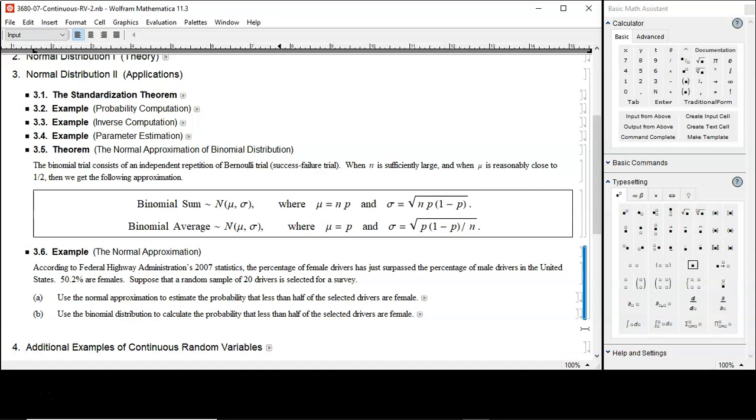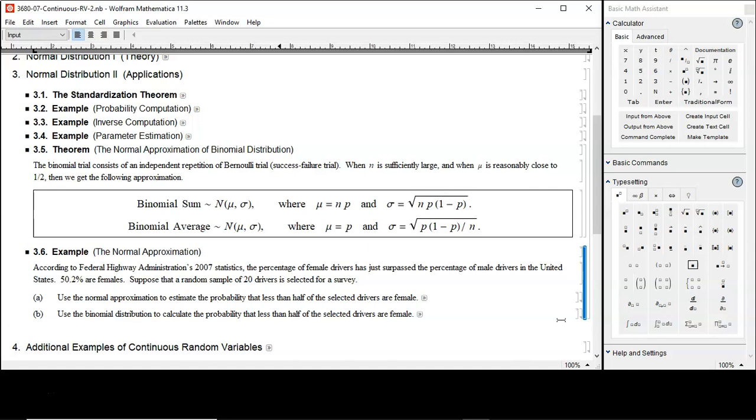50.2% are females. Suppose that a random sample of 20 drivers is selected for a survey. A: use the normal approximation to estimate the probability that less than half of the selected drivers are female. B: use the binomial distribution to calculate the probability that less than half of the selected drivers are female. Let's do the second one first.